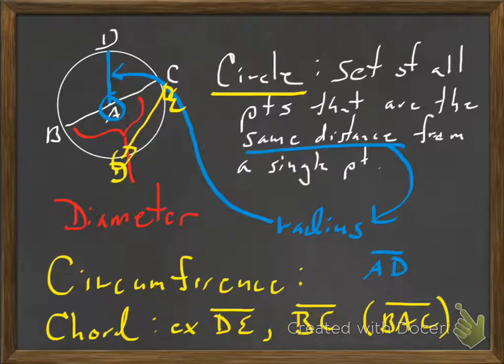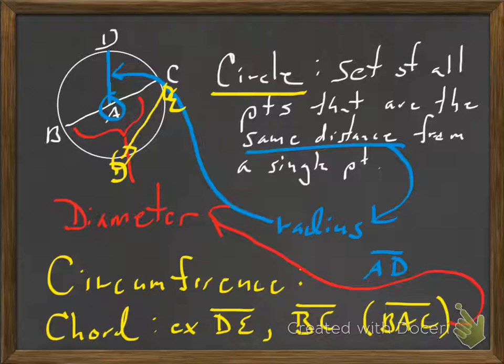Now, if a chord goes through the center of the circle, it's called the diameter. So the diameter is basically the longest of all the chords because it goes right from one edge of the circle to the other, right through the center. That's going to be the longest chord you can get.